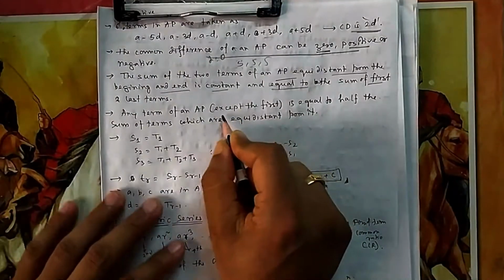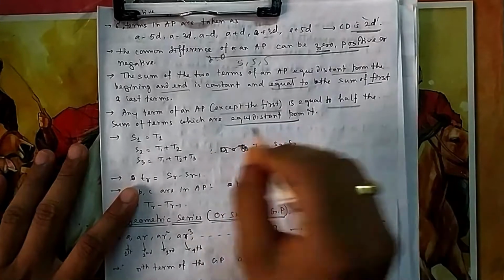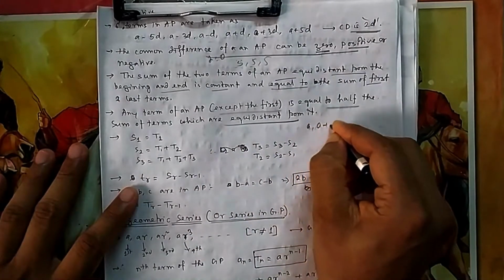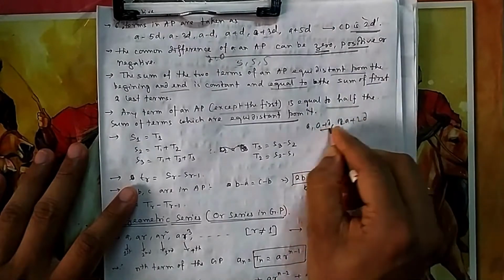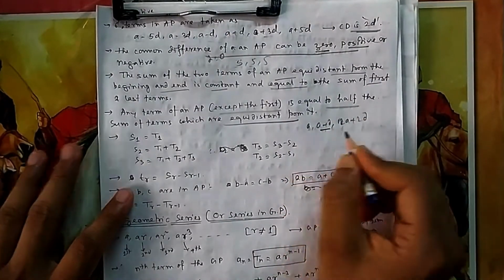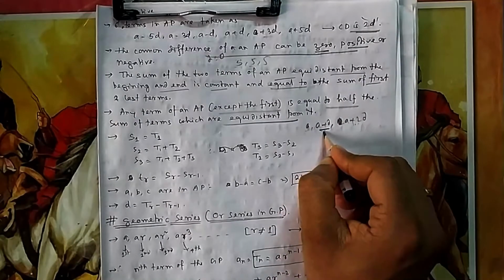Any term of an AP except the first term is equal to half of the sum of the terms which are equidistant from it. So if you take A plus D, A plus 2D, this one will always be half of this plus this. This plus this will give you 2A plus 2D, divided by 2 is A plus D.